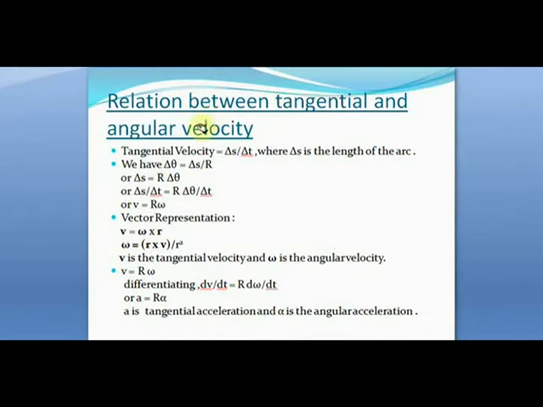Now if we differentiate the equation v is equal to r omega, we'll get dv by dt is equal to r d omega by dt, or dv by dt will be equal to a, where a is tangential acceleration, and d omega by dt is nothing but alpha, where alpha is angular acceleration. So we have a is equal to r alpha. So these are the two equations that we get: v is equal to r omega and a is equal to r alpha, where v is tangential velocity and a is tangential acceleration, omega is angular velocity, and alpha is angular acceleration.